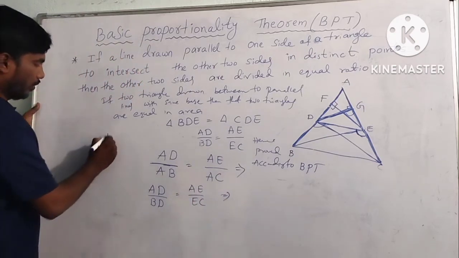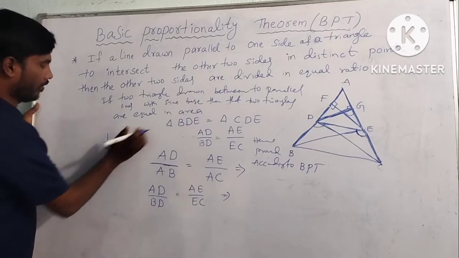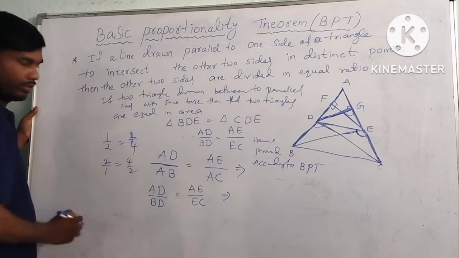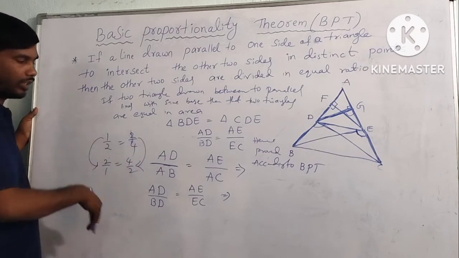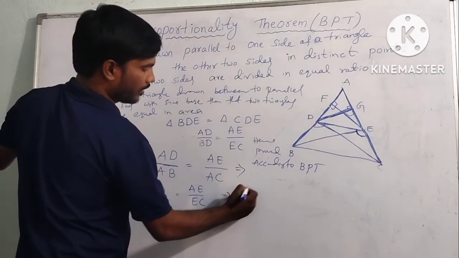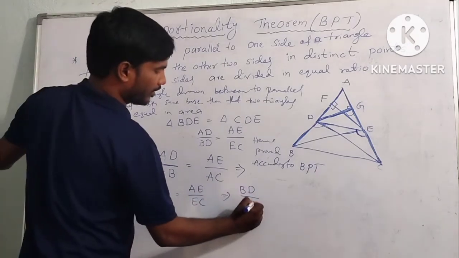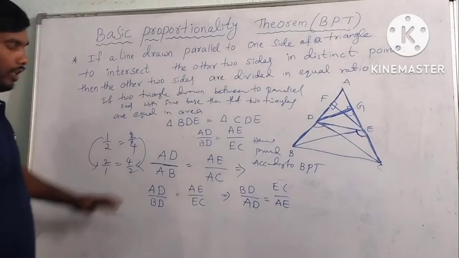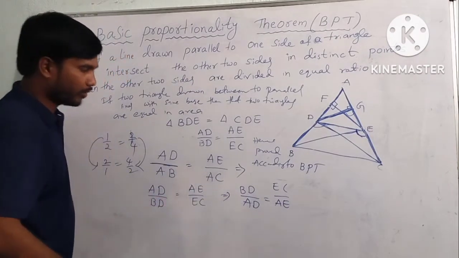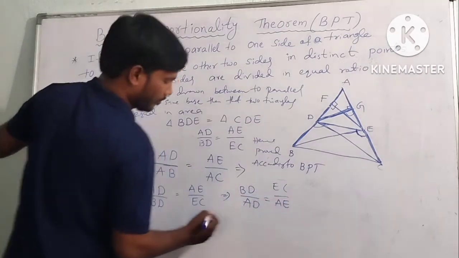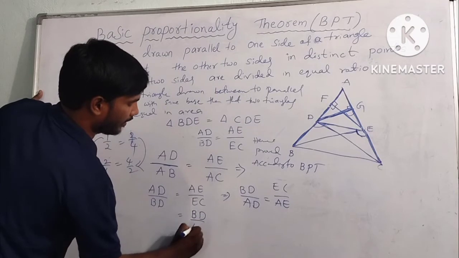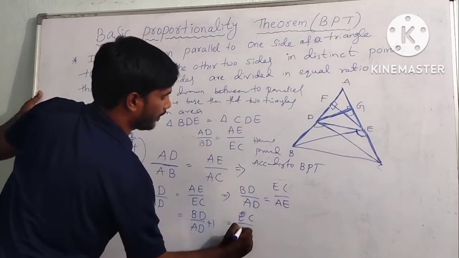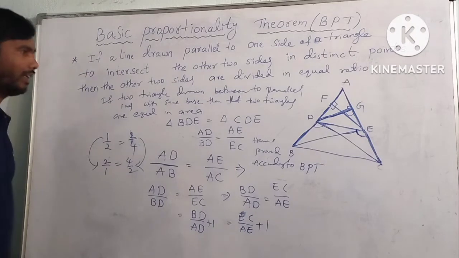For example, 1 by 2 is equal to 1 by 2. It means 1 by 2 is equal to 2 by 4. Is 2 by 1 equal to 4 by 2? No. If two fractions are equal, then reciprocals are also equal. In the same way, write their reciprocals: BD by AD is equal to EC by AE. Now, on both sides, I am adding 1 to the fractions. BD by AD plus 1 is equal to EC by AE plus 1.